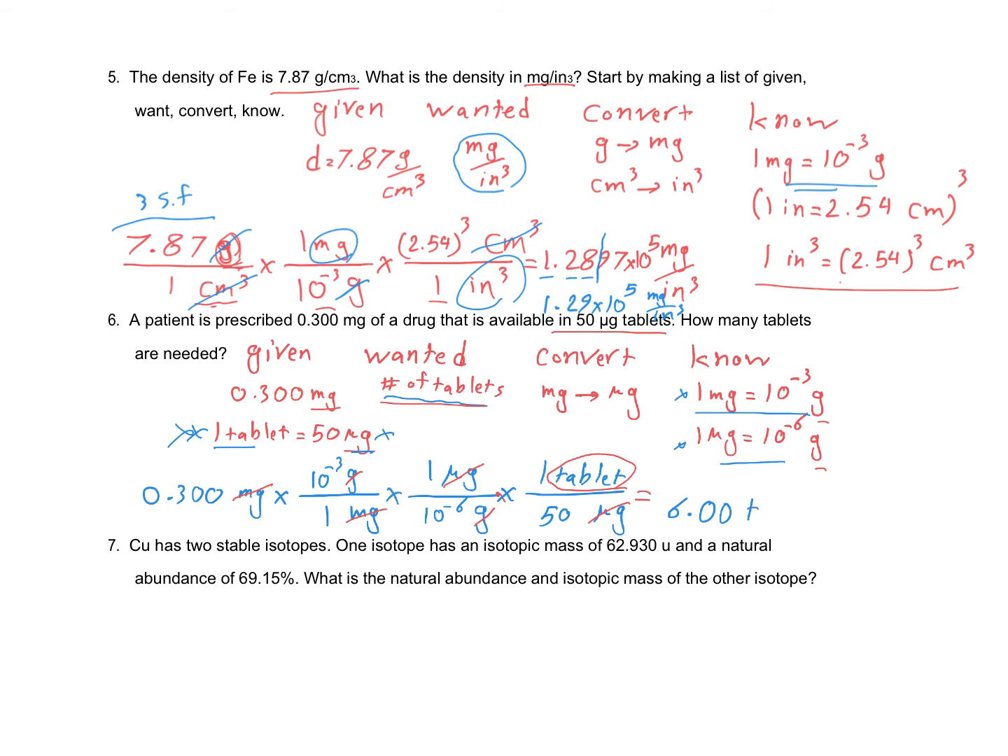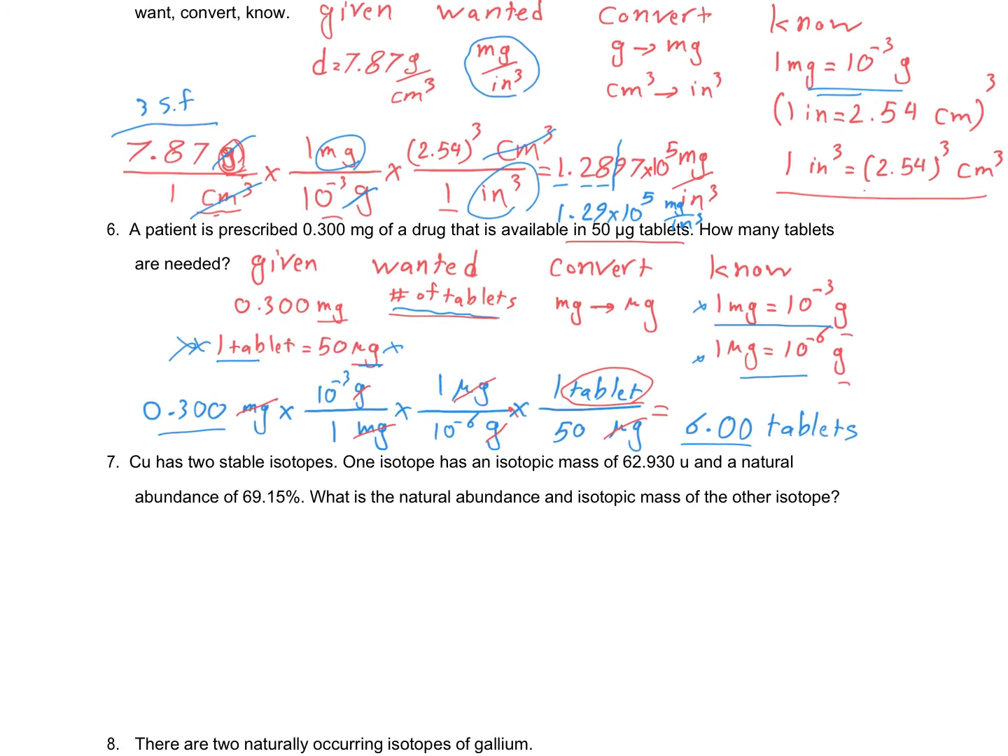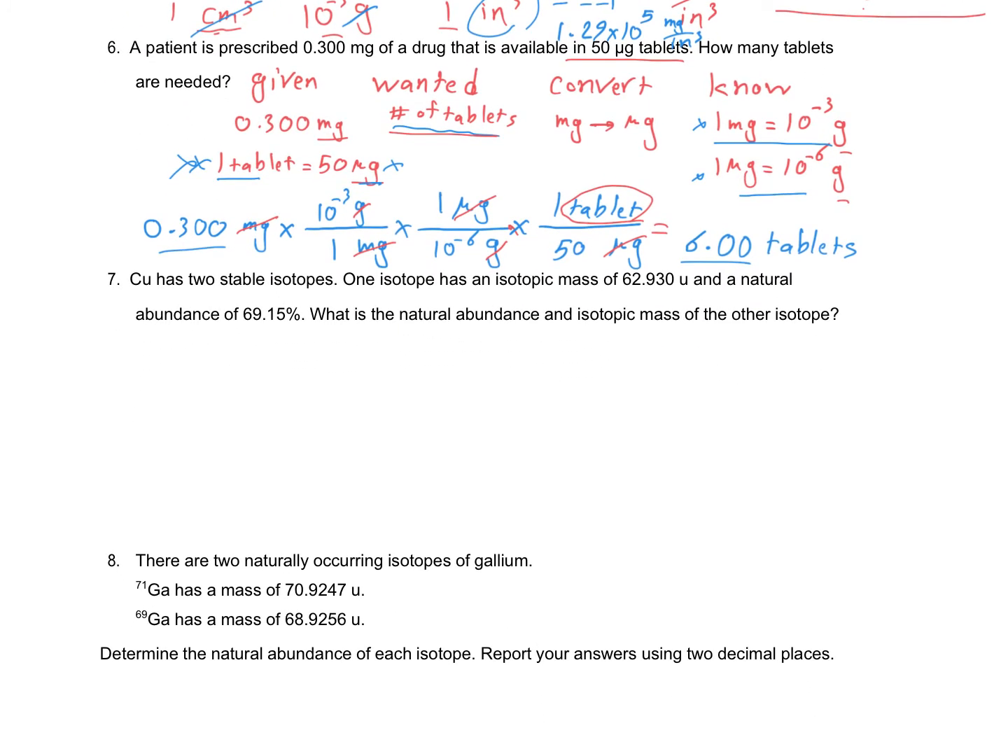So it's 6 tablets. We started with 3, we end up with 3 suffix. Okay. Okay, the last two examples, two questions are for average mass.